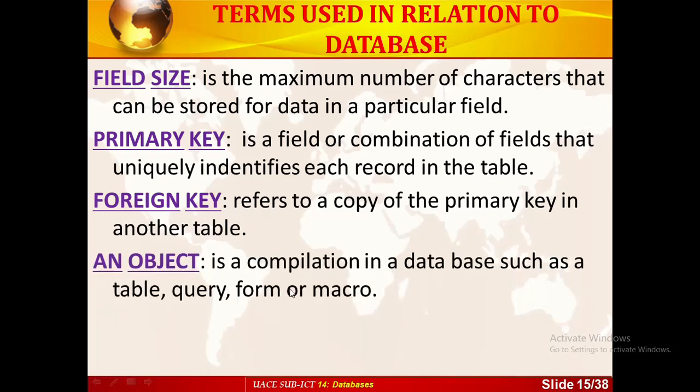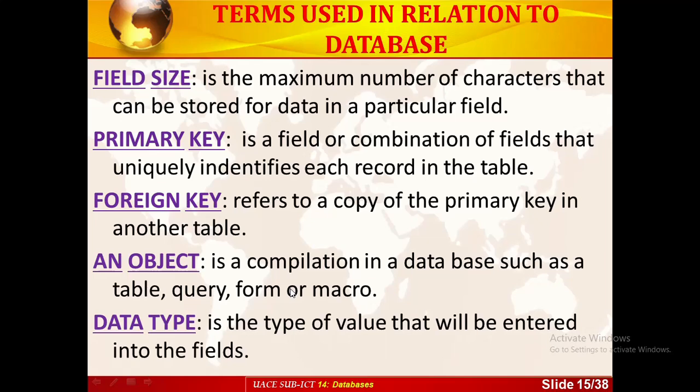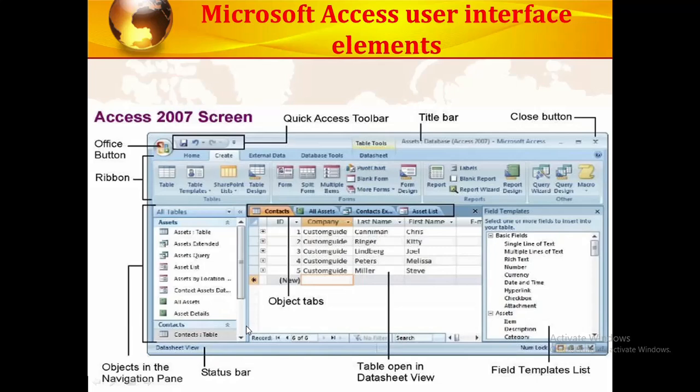An object is a component of a database such as a table, query, form, macro. The data type is the type of data that will be entered into the fields. That's what we set actually when we are in table design. We set what we call data types.